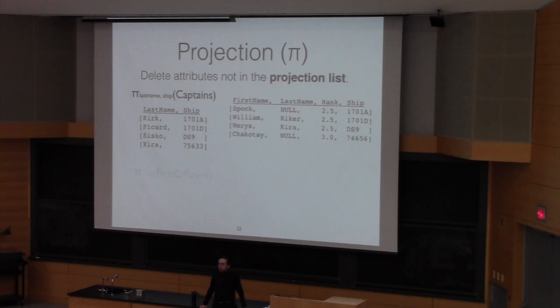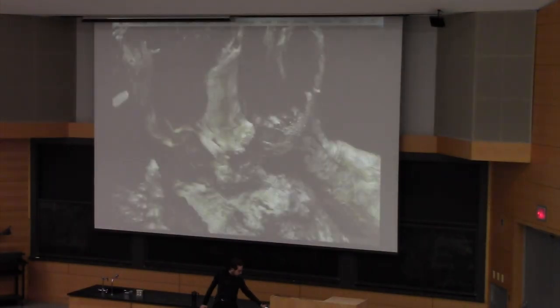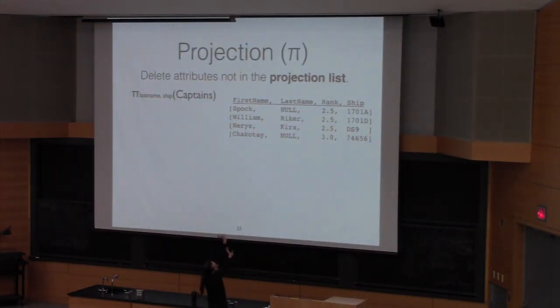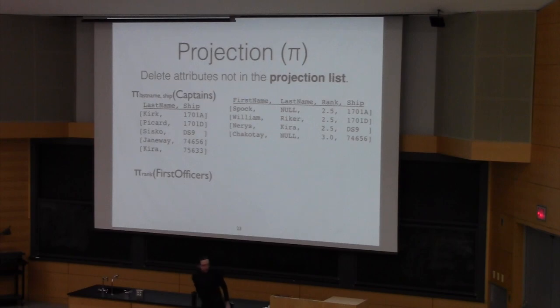That's correct. So what if I projected first officers down to that? What you're seeing on the upper right side is the first officer's table. I project captains, I get the last name and the ship. Those two are distinct. What would I expect to see if I projected the first officer's table, which you see in the upper right corner, down to rank?